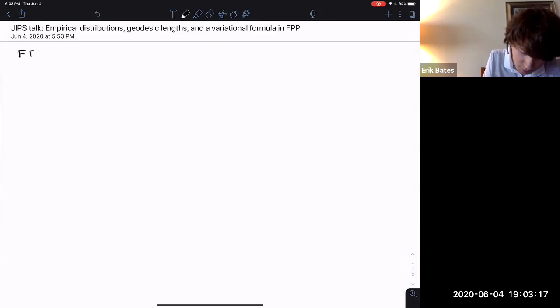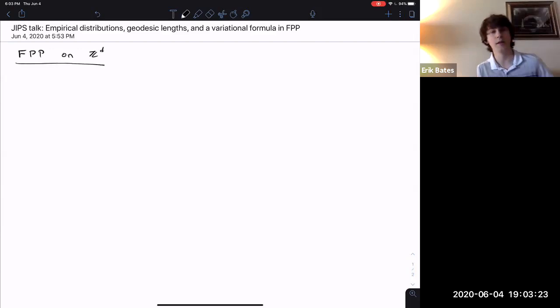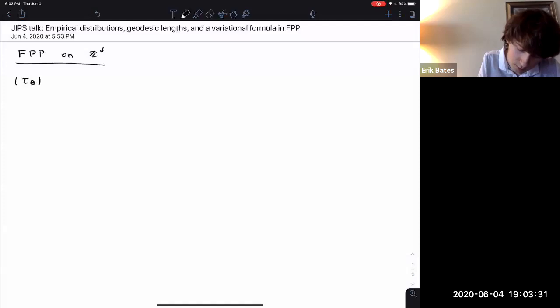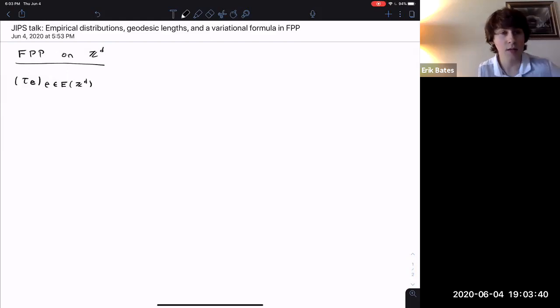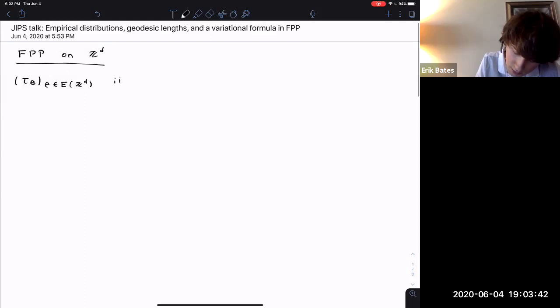So let me introduce the model. This is FPP, first passage percolation, on the integer lattice Z^d. What are the basic structures that we need? First, we're going to introduce a family of random variables, which I call tau_e, where e stands for an edge in the integer lattice. The collection of edges I'm denoting E(Z^d). And these are just i.i.d. non-negative random variables. These are called the edge weights.